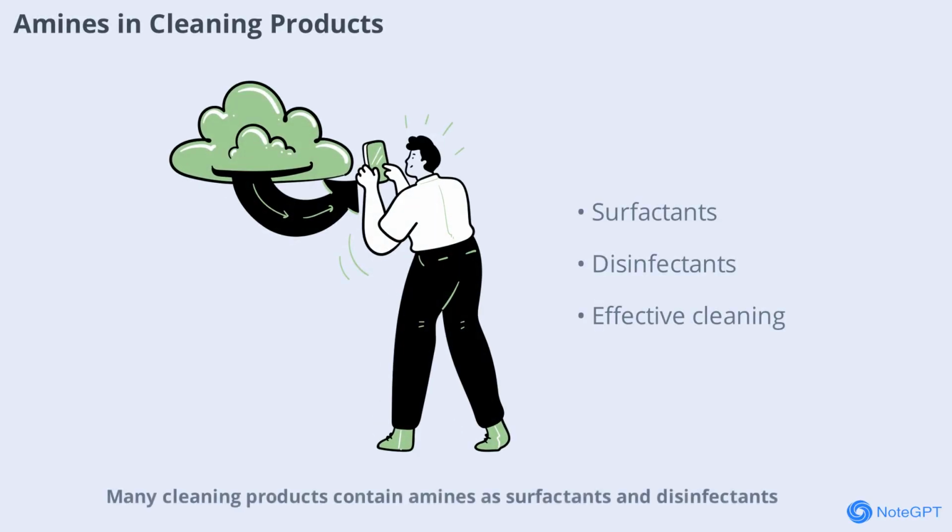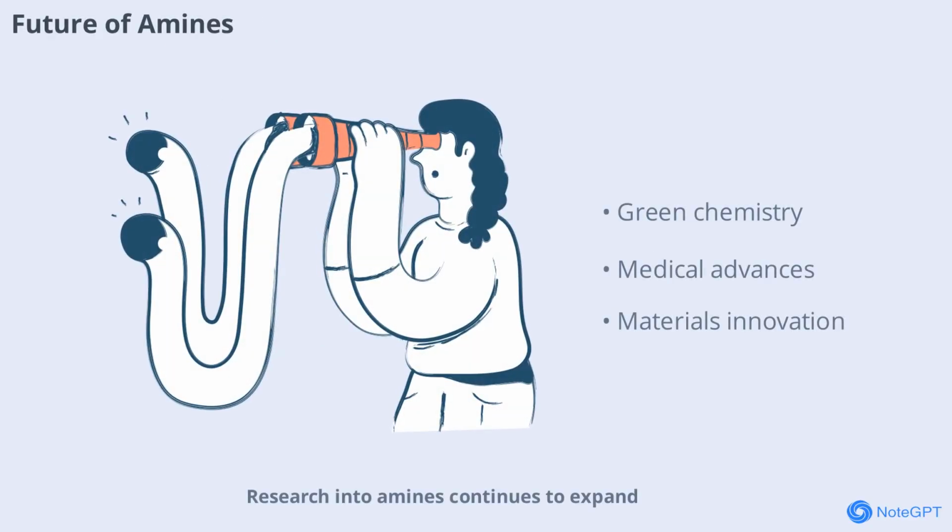Many cleaning products contain amines as surfactants and disinfectants. Their ability to interact with both water and oils makes them effective at removing dirt and killing germs, contributing to hygiene and cleanliness. Research into amines continues to expand, with new applications in green chemistry, medicine, and materials science.